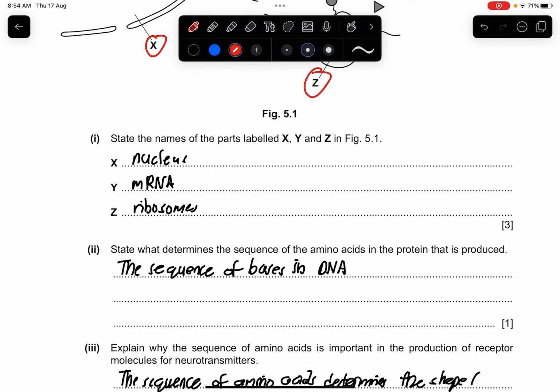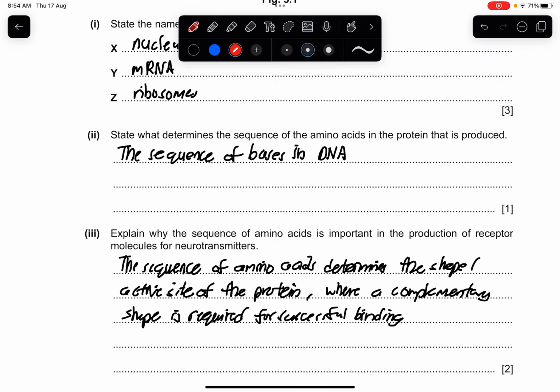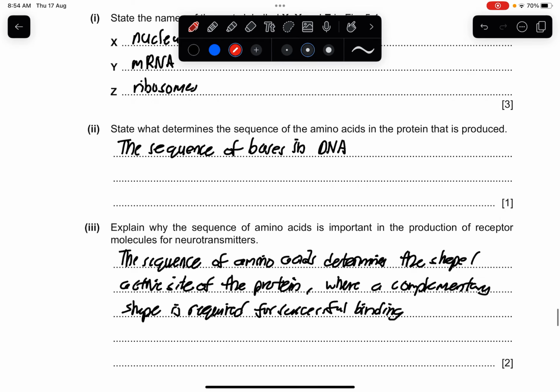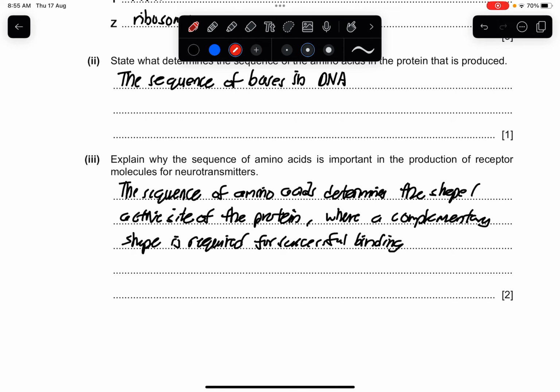Next, state what determines the sequence of amino acids in the protein that is produced: the sequence of bases in the DNA. So this is the answer. Explain why the sequence of amino acids is important in the production of receptor molecules for neurotransmitters. This is a bit tricky. The sequence of amino acids determines the shape and the active site of the protein when it's produced. A complementary shape is required for successful binding to the receptor proteins on the other side when the neurotransmitters pass through the synapse. So it has to be the correct one so that successful binding can occur.